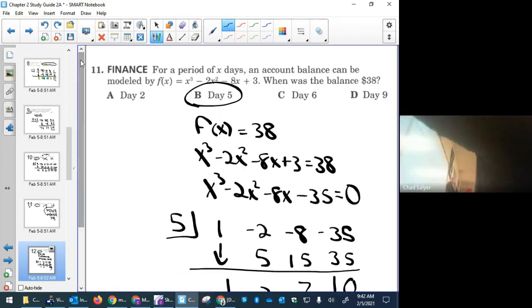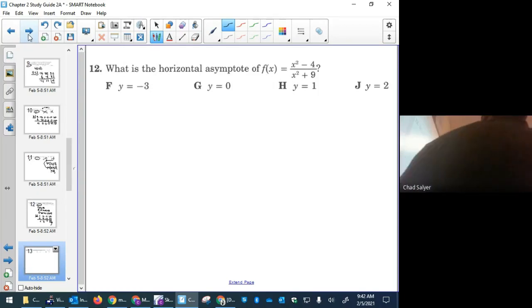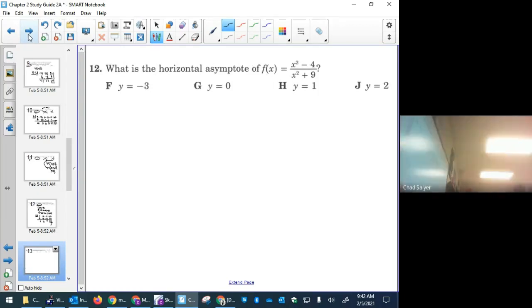So that's problem 11. Problem 12, what is the horizontal asymptote? So remember that this is a case, and don't get hung up on the N's and M's, because for whatever weird reason, everybody's brain is quirky. I like to switch those around sometimes. So I teach it one way one time, and one way another time.